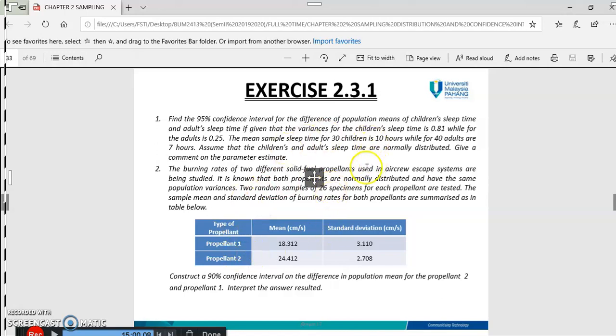So please do exercise 2.3.1, number one and number two. Do it first, and then we will discuss.